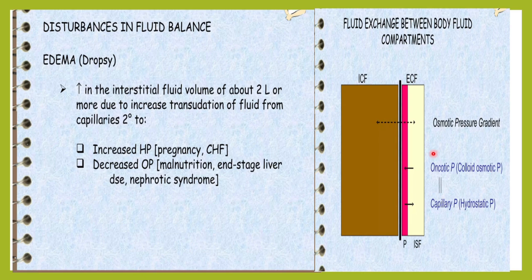Or there is decreased oncotic pressure, that is there are fewer proteins, like in malnutrition, end stage liver disease, and nephrotic syndrome because of the loss of proteins. All this will change the pressure gradient and can shift the fluid from compartment to compartment. So when there is increased interstitial fluid, it will lead to edema.